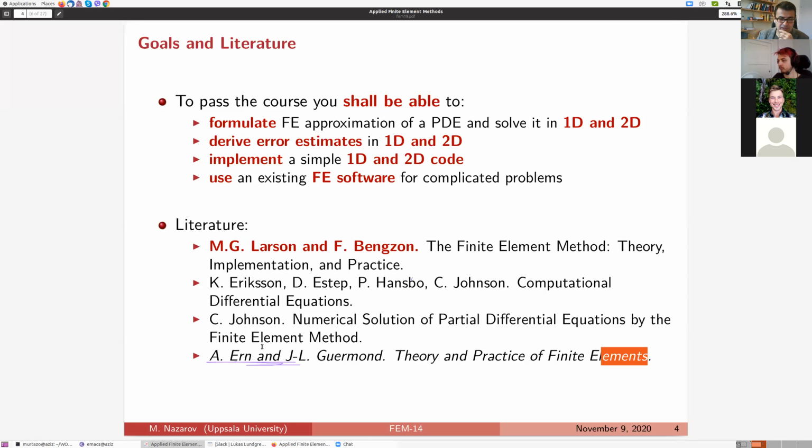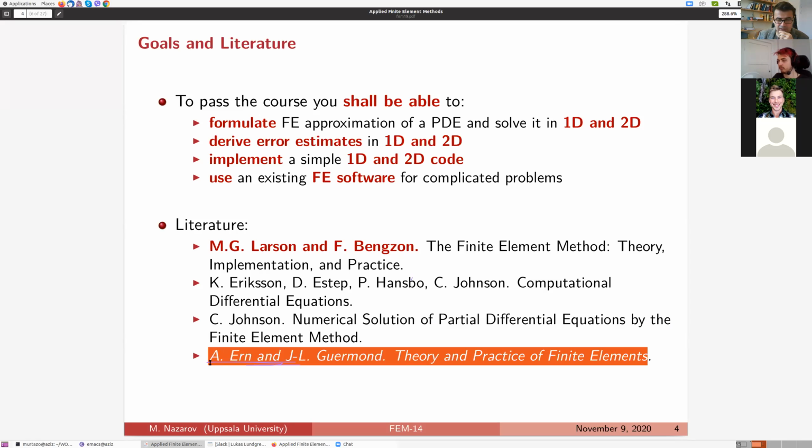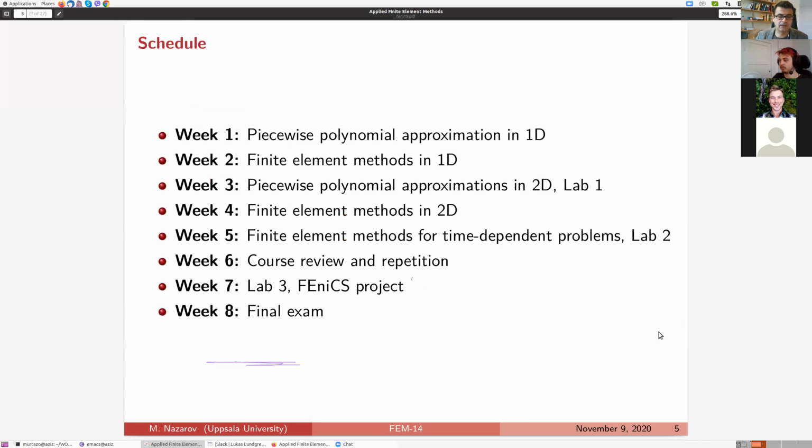But the last one is quite advanced, if you want to learn the mathematical theory of finite element. So this is something like from the French school. So here I put just, you know, it is preliminary. Maybe we don't have 8 weeks, but I approximately divided it by a certain number of weeks.